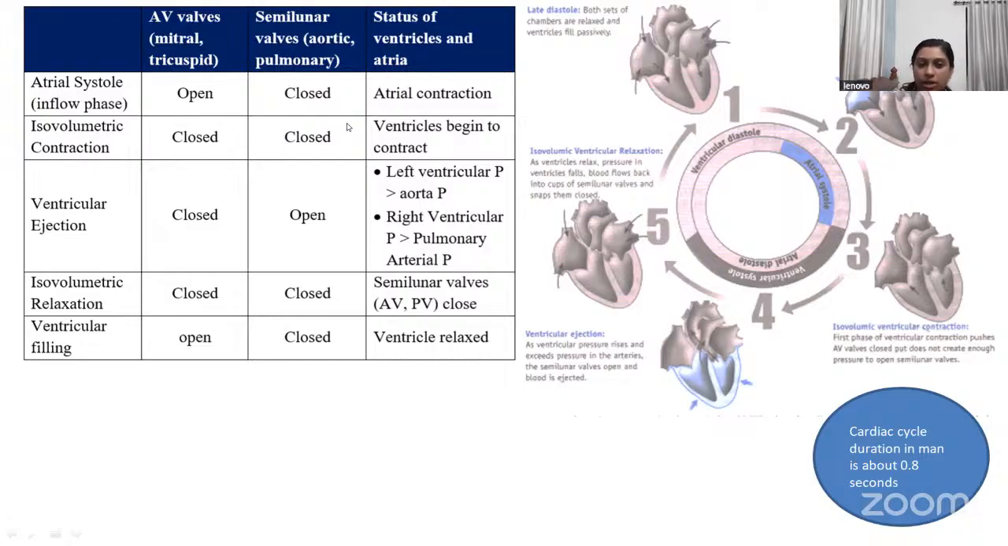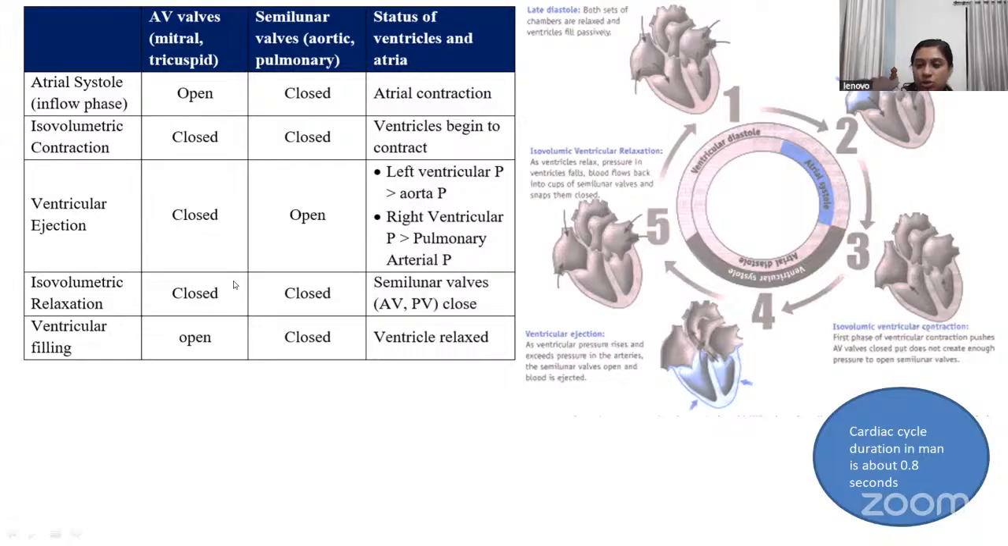Next is ventricular ejection. In ventricular ejection, the right ventricle has to eject the blood to the pulmonary artery, and the left ventricle has to eject it to the arch of aorta. In order to do that, the semilunar valves should be open. So here the pressure status is that left ventricular pressure is more than the arch of aortic pressure, and right ventricular pressure is more than pulmonary arterial pressure.